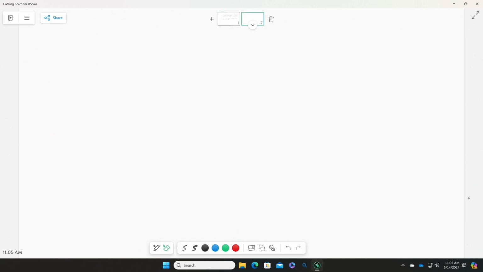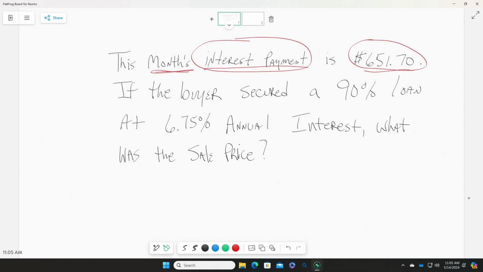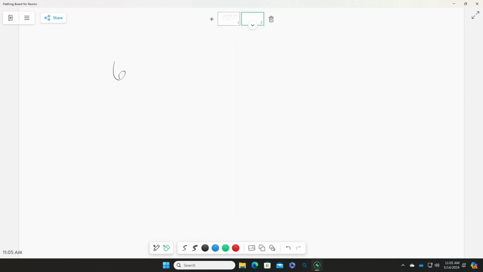So let's go to page number 2, and let's take the $651.70 and let's multiply that times 12. Why? Because remember, this is only the monthly interest. I better put monthly interest right there. That's the monthly interest. So when we multiply that times 12, it will give us the annual interest, right?